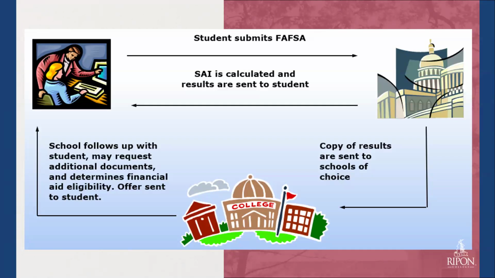The FAFSA, or the Free Application for Federal Student Aid, is the form that the student completes to create that SAI. The FAFSA can be completed online at studentaid.gov, and we'll talk more about that in a future video. Once the student submits the FAFSA online or via paper, the SAI is calculated, and instantly the student can see what that number is. Results of that FAFSA are then sent to the schools of the student's choice, and then the school may follow up with the student with additional documents that are needed and determines the type of aid that the student is eligible for. Offers are then sent to the student when the school is ready to send those out.